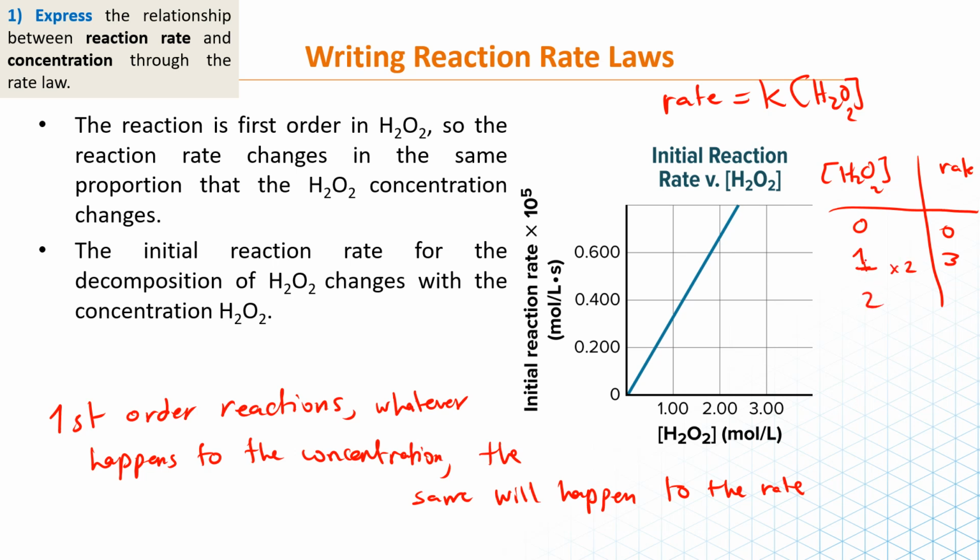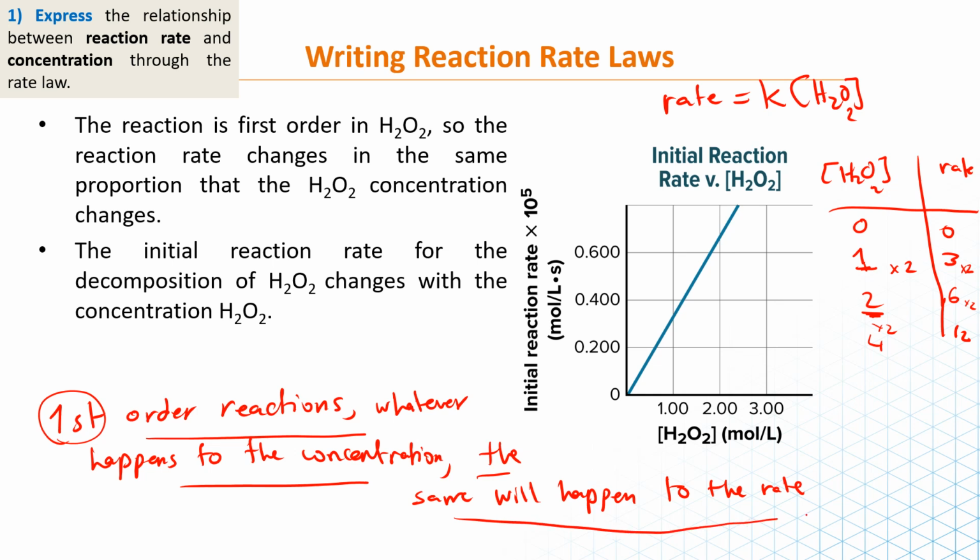If I doubled the concentration of one and it became two, the rate is going to be also doubled. If I doubled this even more, this one will also be doubled. This is what I mean for first order reactions. Whatever happens to the concentration, the same will happen to the rate. Whatever multiple the concentration increases by, the rate increases by the same multiple, because it is a direct, linear relationship. Whatever happens to this will happen to this. That's why we have this linear graph. This is only true for first order reactions.